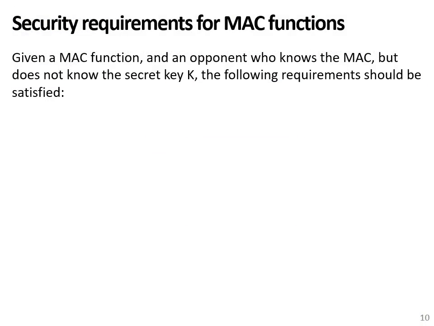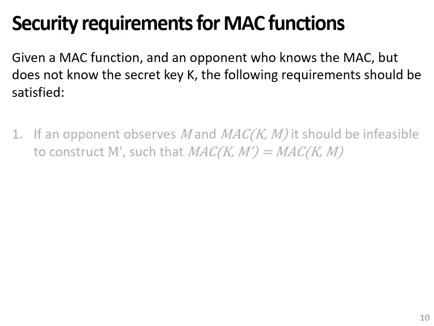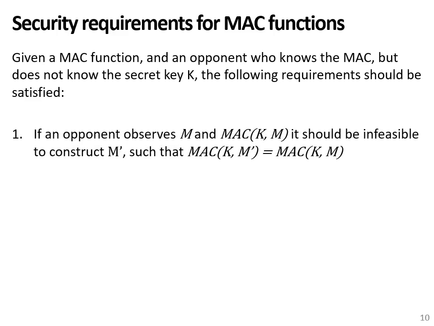Let's take a closer look at the security requirements of message authentication code functions. Given a MAC and an opponent who knows the MAC but does not know the secret key K, the following three requirements should be satisfied. And as you will see, these requirements are very close to those of cryptographic hash functions. First of all, if an opponent observes a message M and its associated message authentication code, it should be infeasible to construct an alternative message M' such that the message authentication code of both messages is the same.